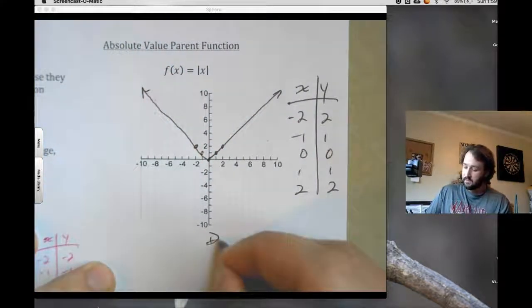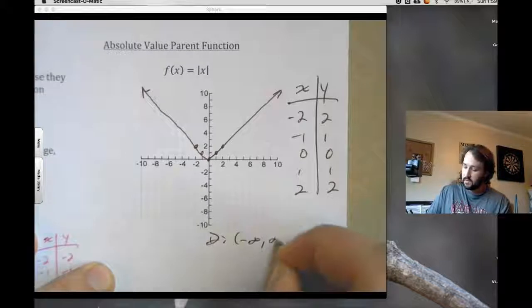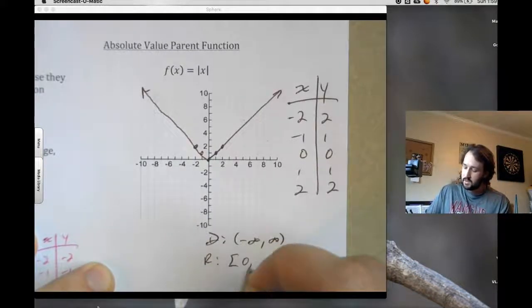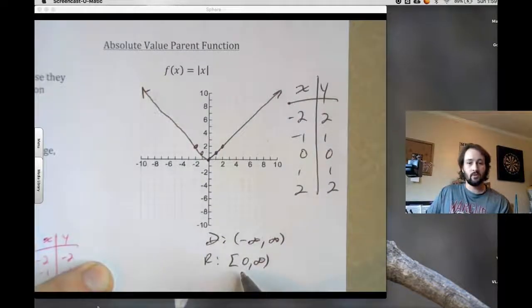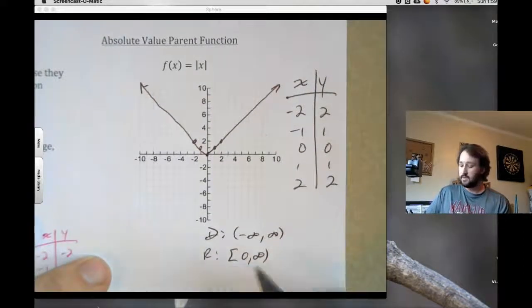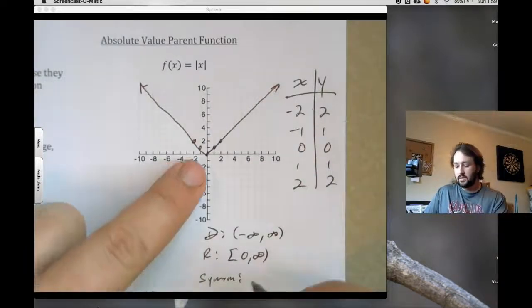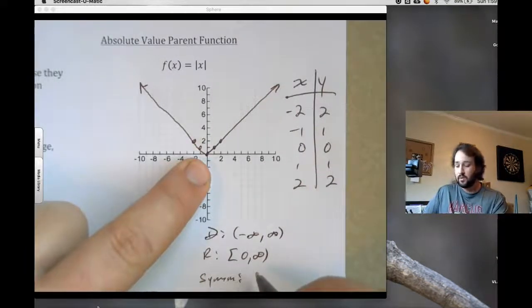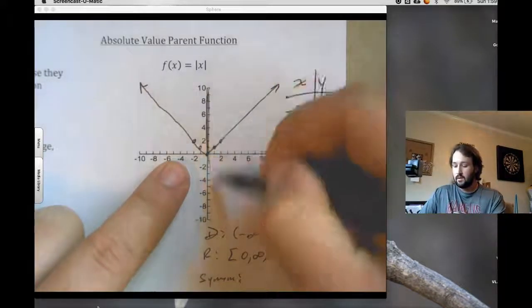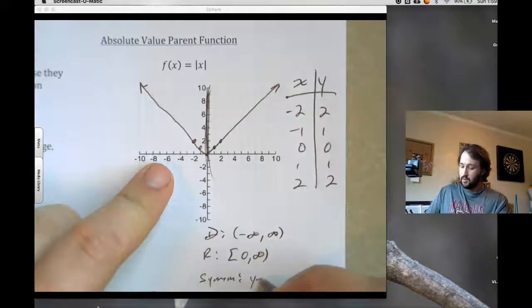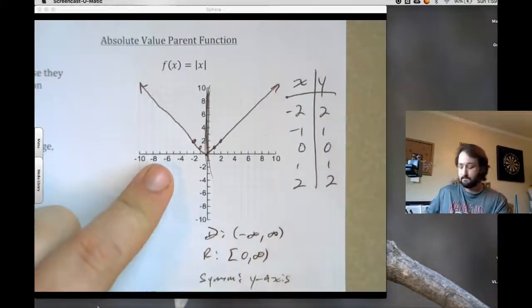So for the domain, it's still going left and right forever. There are no values excluded. For the range, it is going from 0 to infinity. Notice that 0 is included, because it is hitting at (0, 0). And then for the symmetry, it looks like, again, just like our parabola, if I were to put a mirror right there, it would be a reflection of itself. So I have a y-axis symmetry.